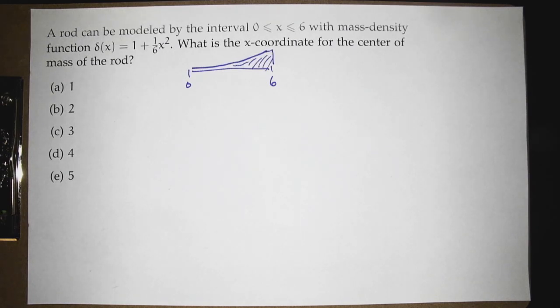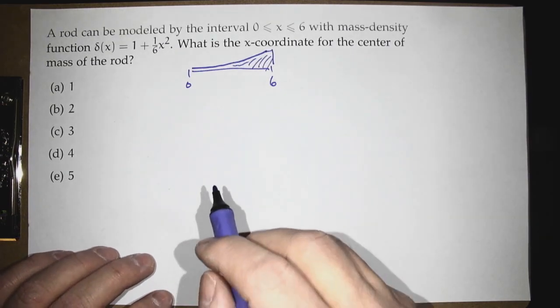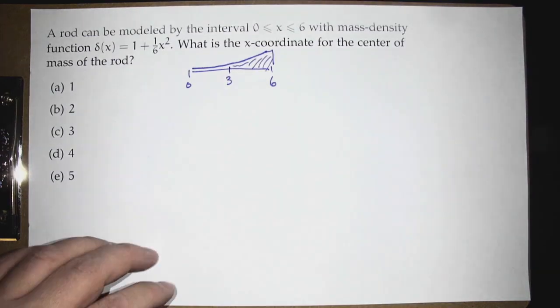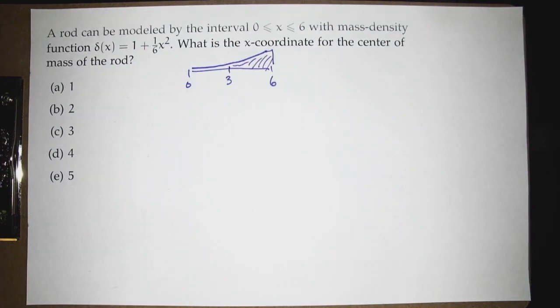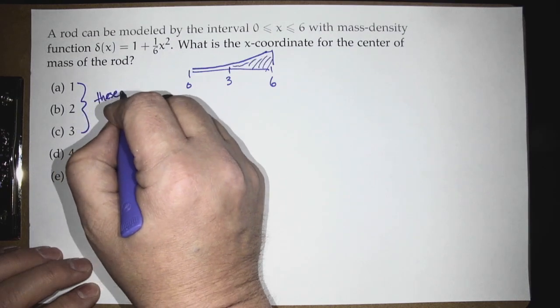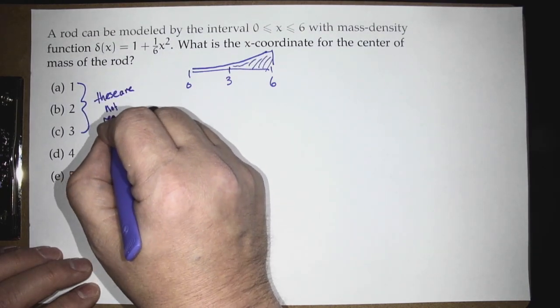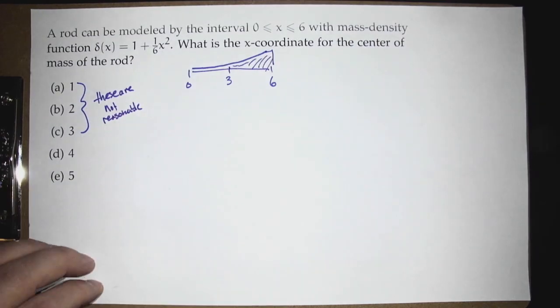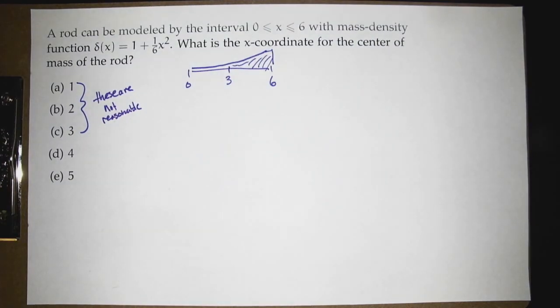Well, where's the center? Not center of mass, just the literal center. 3. So how will the center of mass relate to 3? It'll definitely be greater than 3, right? And the problem is asking where the center of mass is, so which options can't it be? A, B, probably C. Intuition says these are not reasonable, because the mass is too far to the right. It's pulling us to the right. So now we've narrowed it down to 2. That's good. 50-50. I like those odds.